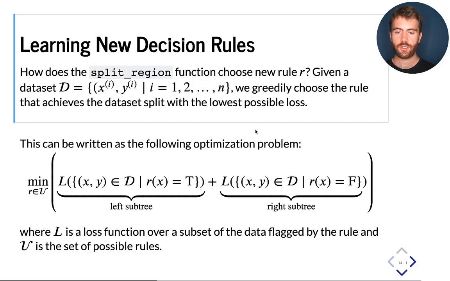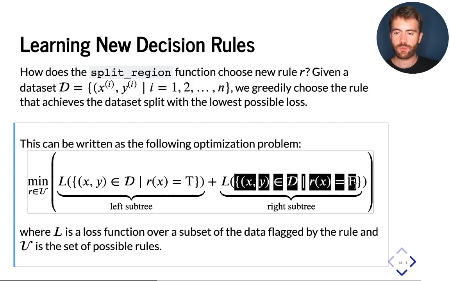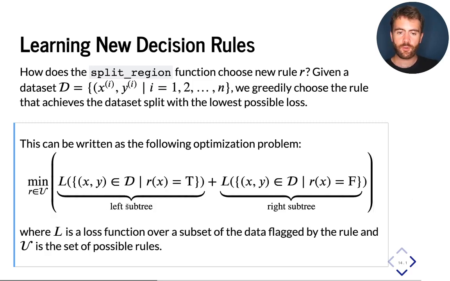In other words, if we were to write this down using a little bit of math, we would have this loss function L defined over a data set, and this is the set of points for which our rule predicts true, and we have another set of points for which the rule predicts false. And we are going to define a notion of loss in each of these two regions. And our optimization problem is to choose the rule such that the sum of these two losses is as small as possible.